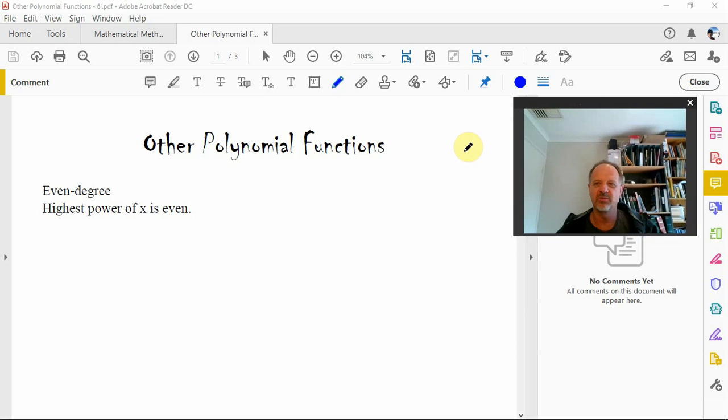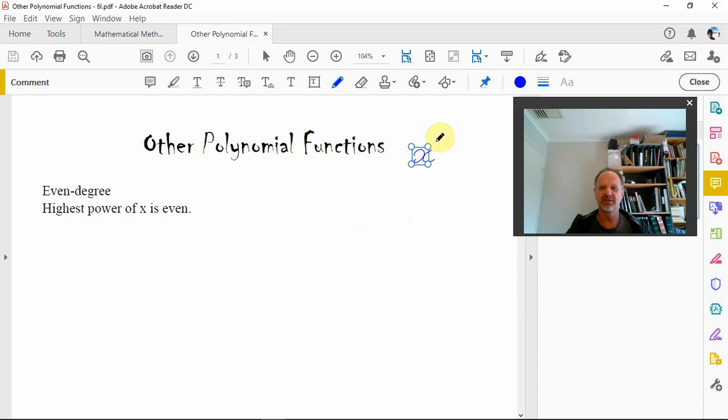So today we're looking at what's known as other polynomial functions. When we say other polynomial functions, we mean x to the 4, x to the 5, and so on. Here we've got even degree. An even degree is defined as when the highest power of x is even. Examples there: x squared, x to the 4, x to the 6, x to the 8, and so on.